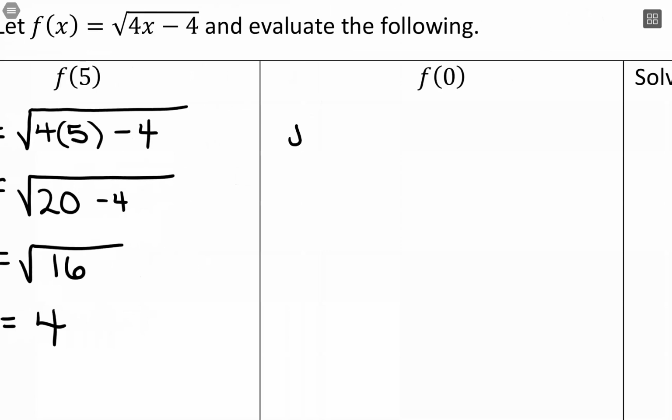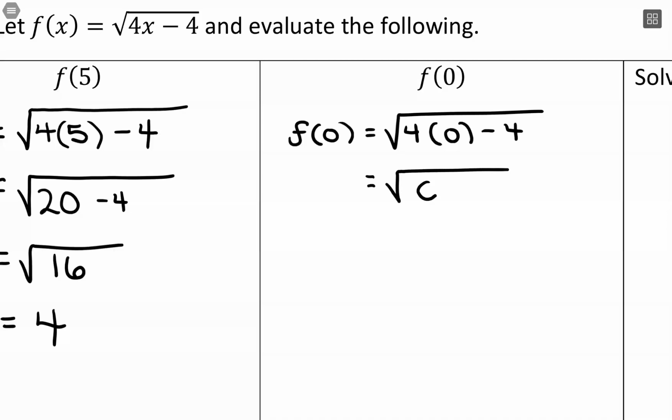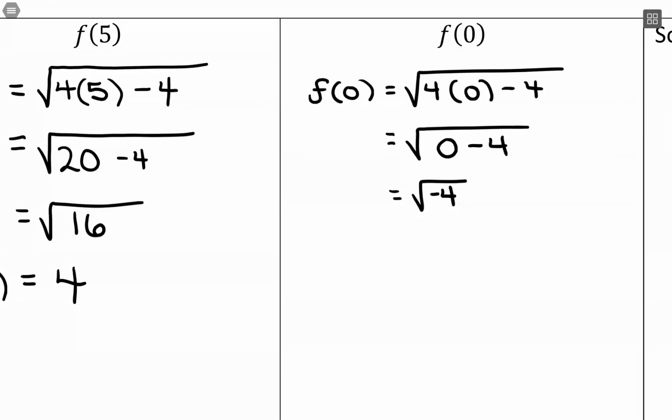F of 0, what we'll do is take the square root of 4 times the input minus 4, where the input is 0. This would be the same thing as the square root of 4 times 0, which is 0, minus 4, and that's the square root of negative 4. And this is a case where we cannot take the square root of negative 4, so this solution does not exist. So 0 is going to be a value that's outside of the domain that we can't graph with our function.